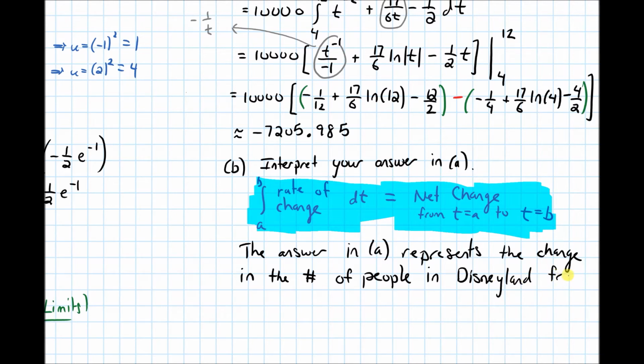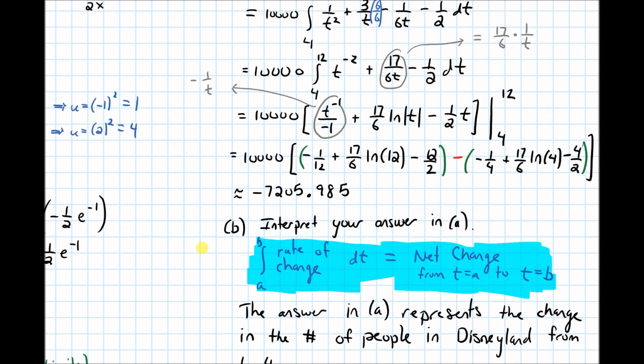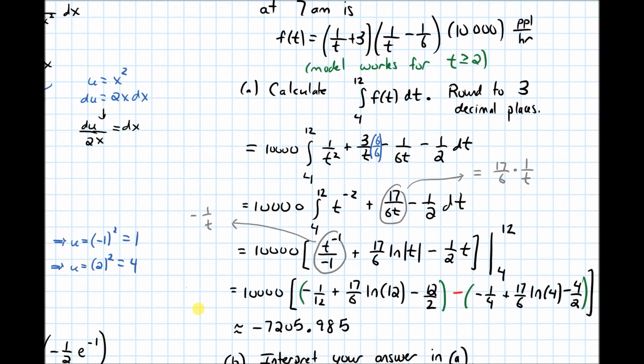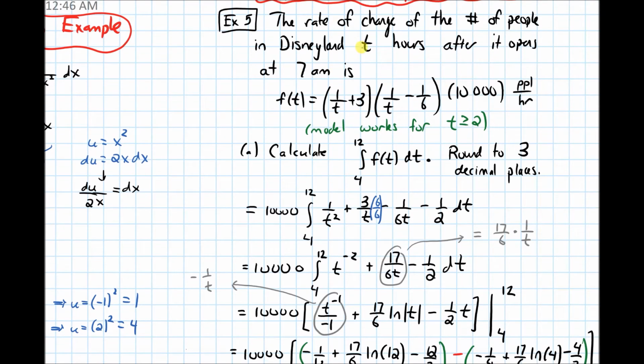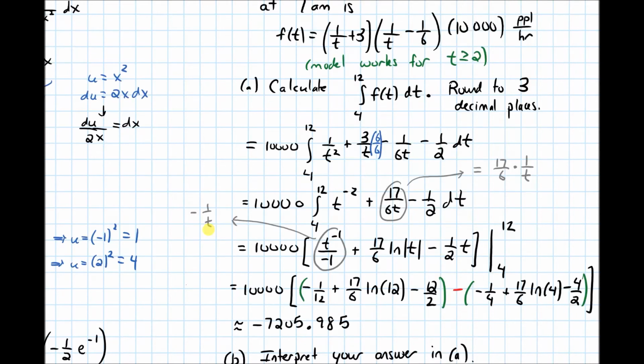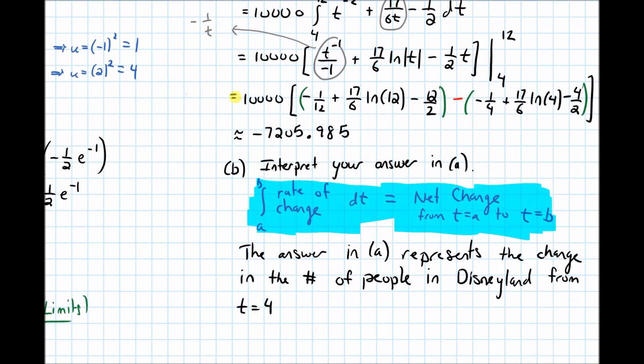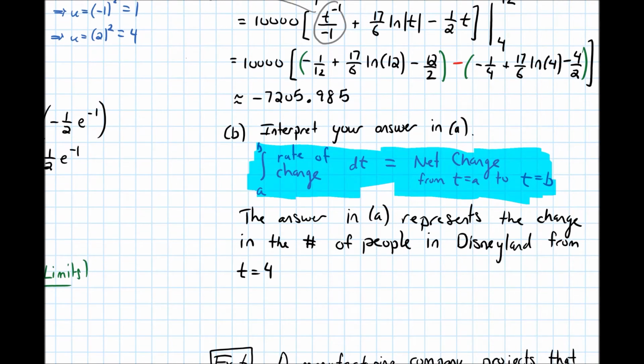From a certain time to a certain time. It was from t equals 4. And remember, the t value represented how many hours after the park opens. The question said that Disneyland opens at 7 a.m. and t is the number of hours after it opens at 7 a.m. So if t is 4, that means 4 hours after 7 a.m., which would be 11 a.m. So from that time to t equals 12 hours after it opens at 7 a.m. would be 7 p.m.